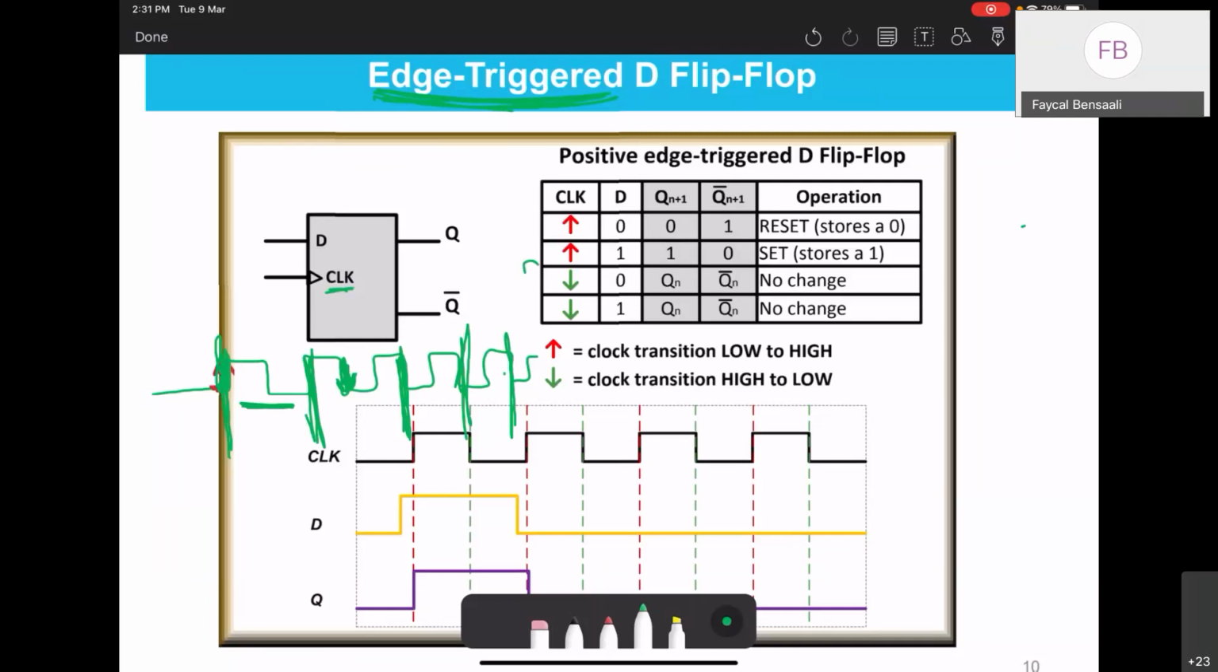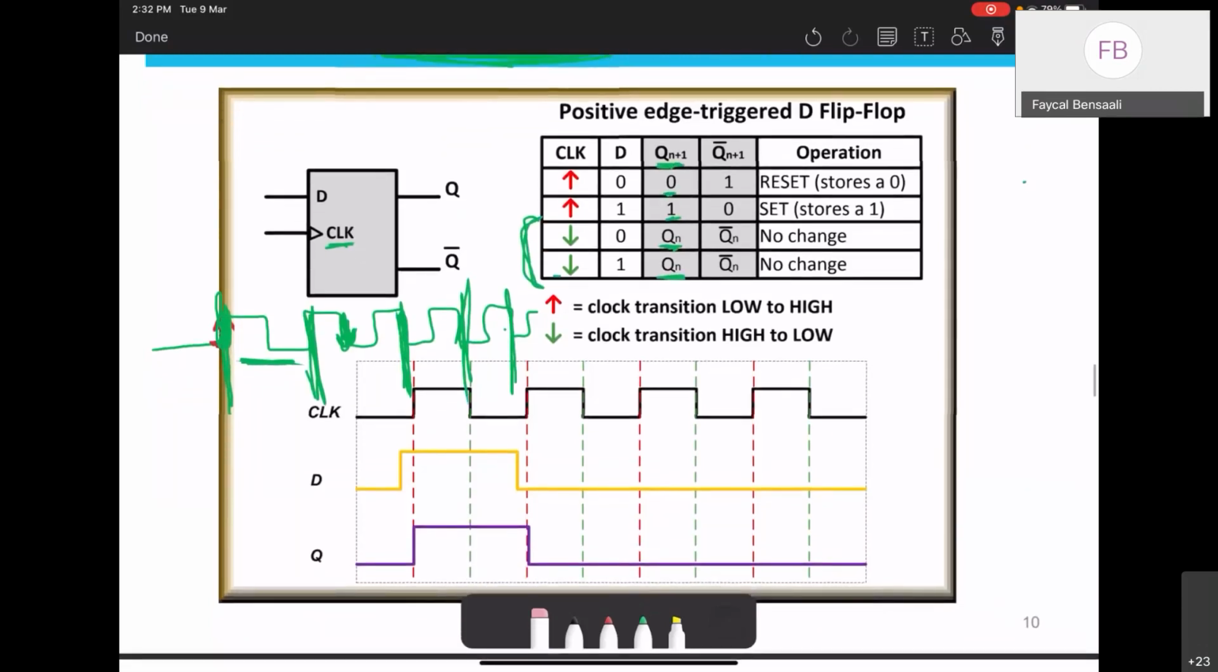So here, as you can see, if we have a falling edge, no change. Qn plus 1 will be equal to the current Q. There is no change here. There will be a change only if there is a positive edge trigger. Let me explain this further with this example, this scenario.